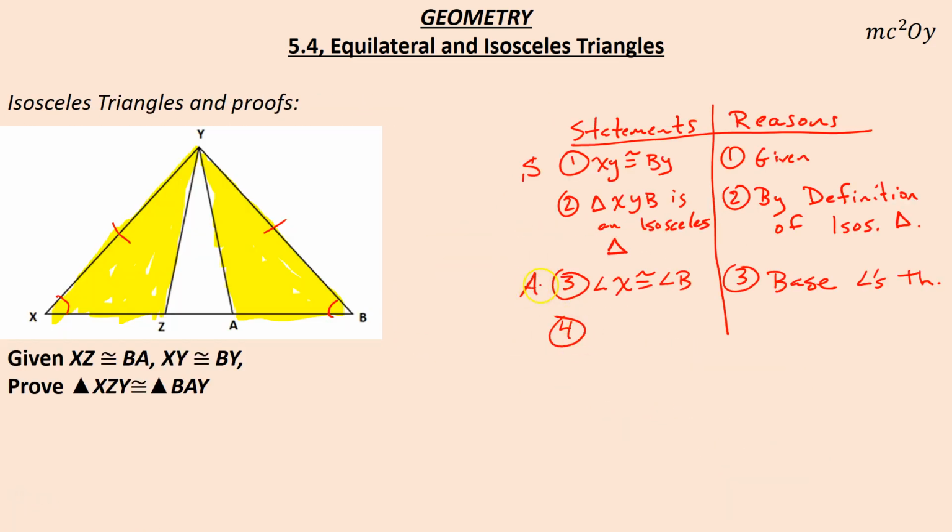Okay, so we now have angle. We have side, angle. If we can just get another side, the included angle is here. We have side, angle. We need this side. So we need XZ congruent to BA, or that given statement. All right, perfect. So we know XZ is congruent to BA, and that is given.